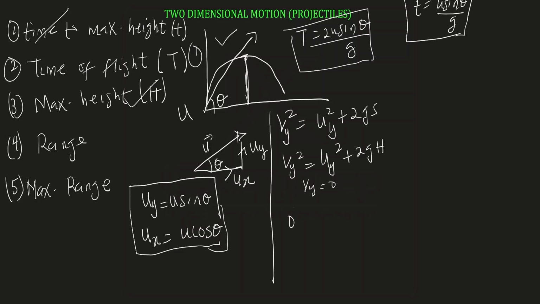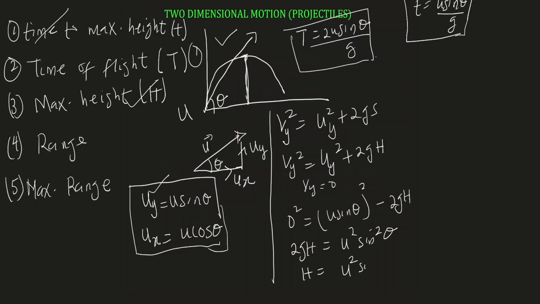That means we have 0 squared equals uy squared, where uy is u sine theta. We said that at the beginning. So this will be u sine theta all squared minus 2gh. You already know why I'm using negative. I'm taking downward as positive. So if I add 2gh to both sides, I'm going to get 2gh equals u sine theta squared, which is u squared sine squared theta. Then if I divide both sides by 2g, maximum height attained will be u squared sine squared theta over 2g. So this is the formula we are going to use to calculate maximum height attained.